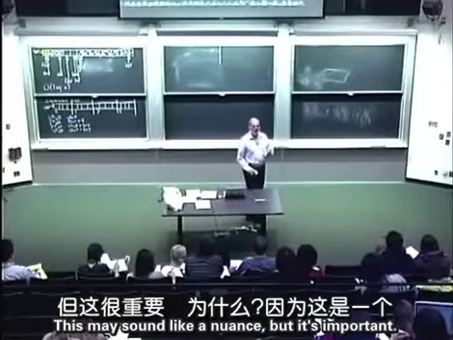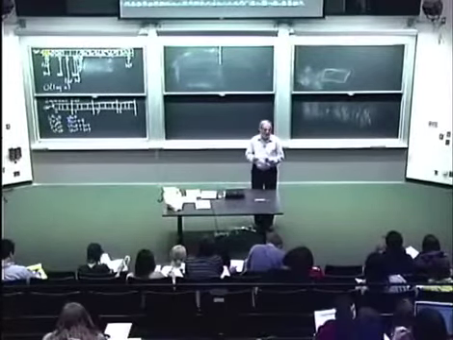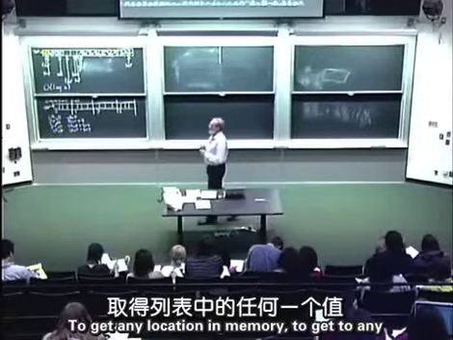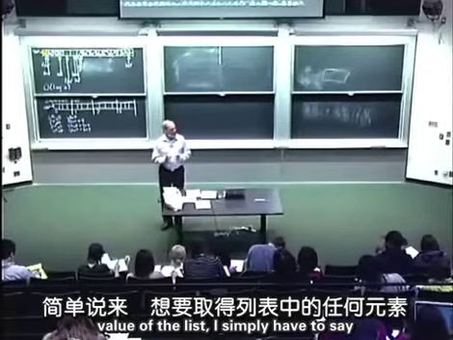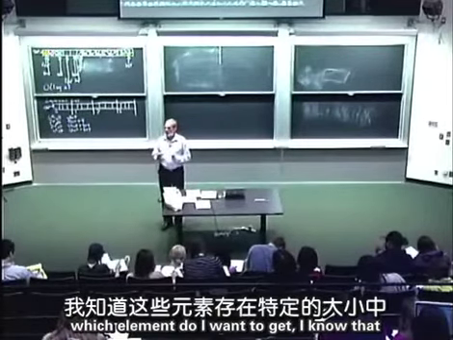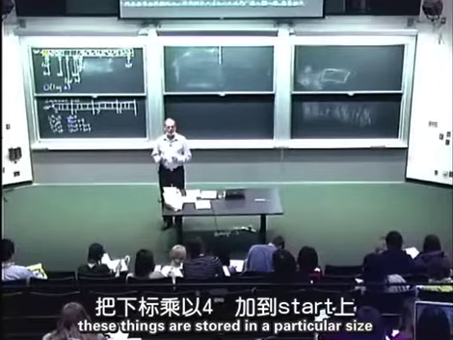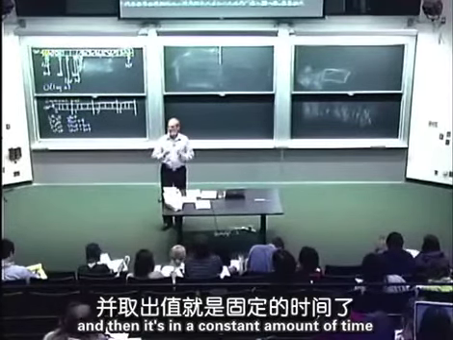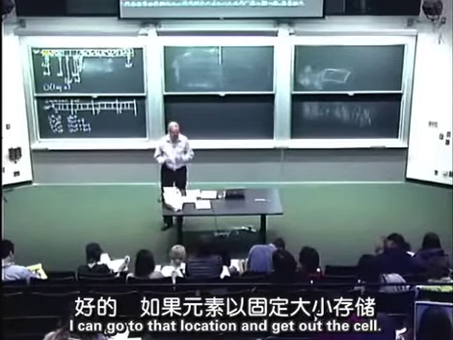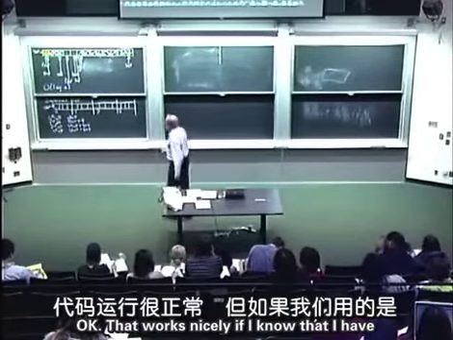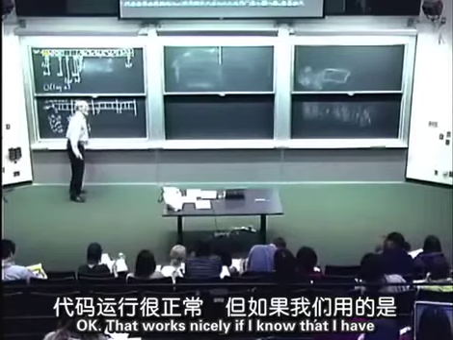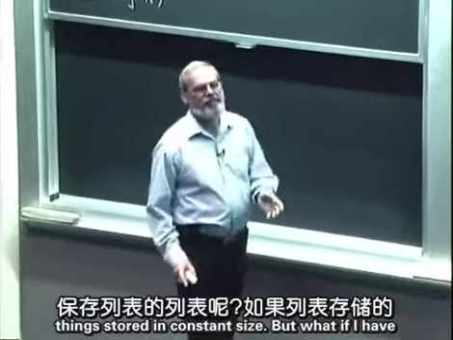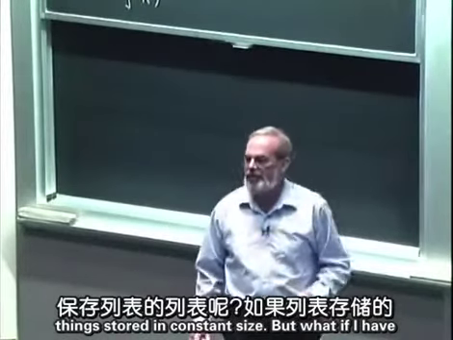This may sound like a nuance, but it's important. Why? Because that's a constant access, right? To get to any location in memory, to get to any value of the list, I simply have to say, which element do I want to get? I know that these things are stored in a particular size. Multiply that index by 4, add it to start, and then in a constant amount of time, I can go to that location and get out the cell. Okay? That works nicely if I know that I have things stored in constant size.